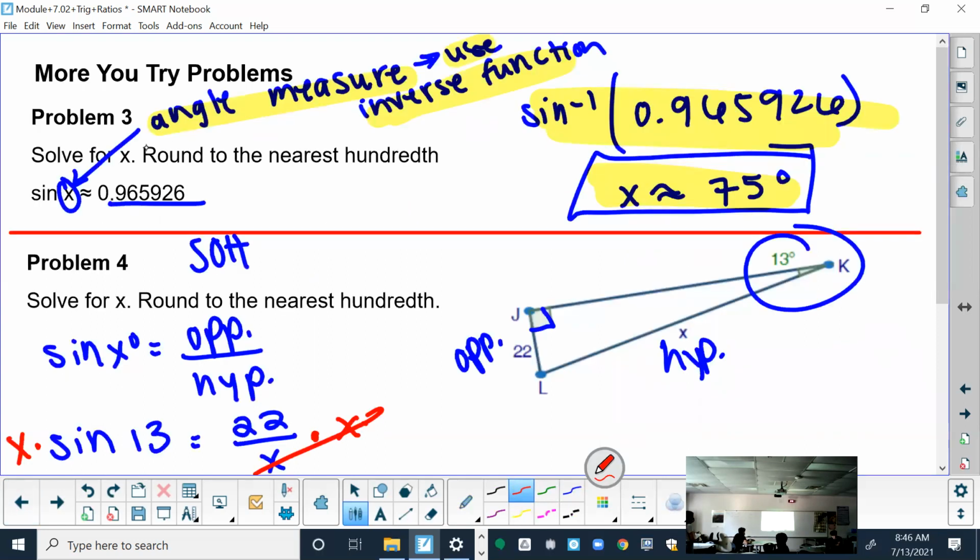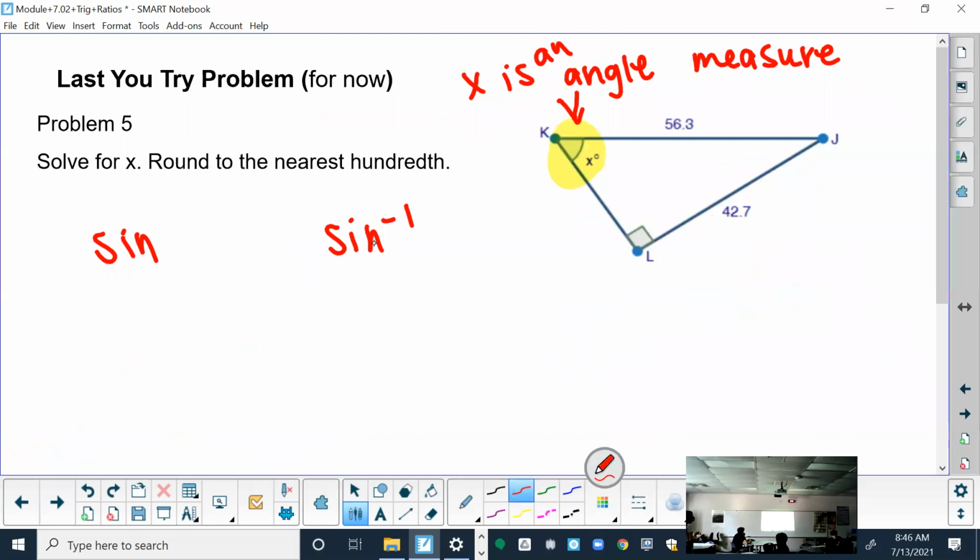All right, look back at problem 3. Anytime we're looking for an angle measure, we're going to use an inverse, so sine to the negative 1. We're doing examples for sine right now, so that's why I put sine to the negative 1. But ordinarily, you have to label these sides to figure out which function to use. Does that make sense?